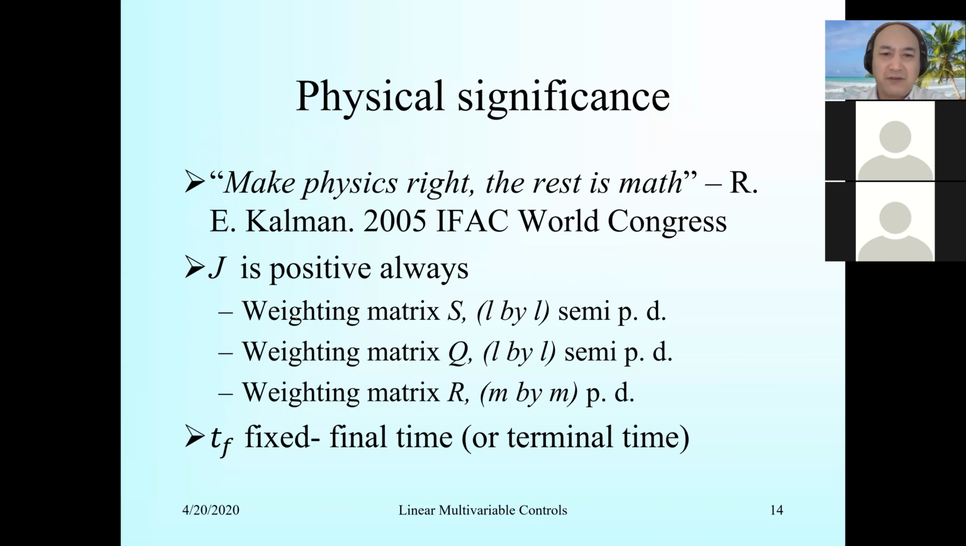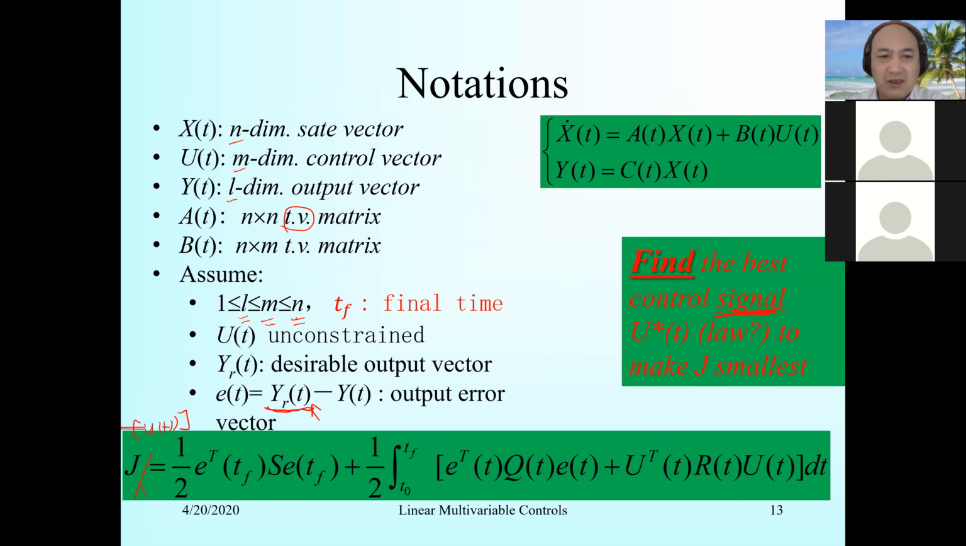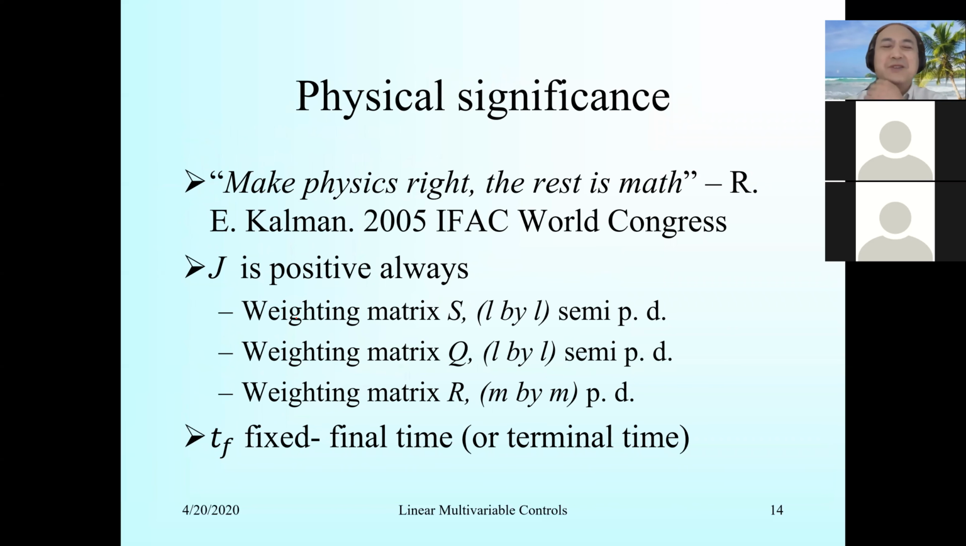Let's have a close look at what the E is here. Why do we need to talk about this J? I want to bring the physics here. I told you multiple times, Kalman in 2005, in Prague in Czech, and I was there. He said, make physics right, the rest is math. So we have to think about what J is. J here is a scalar.